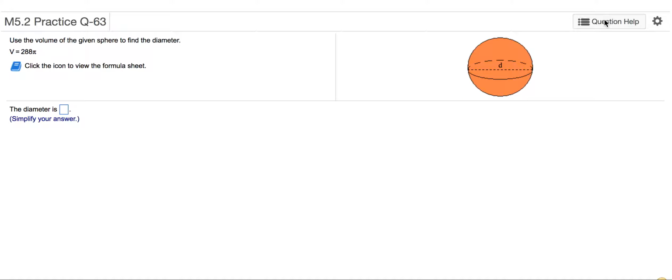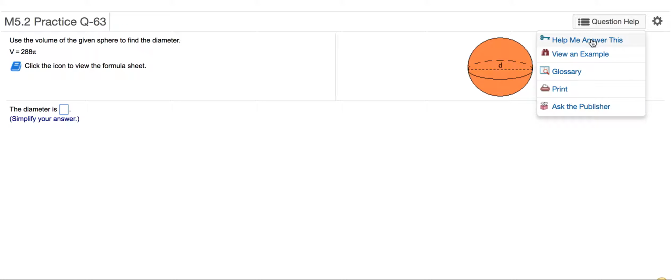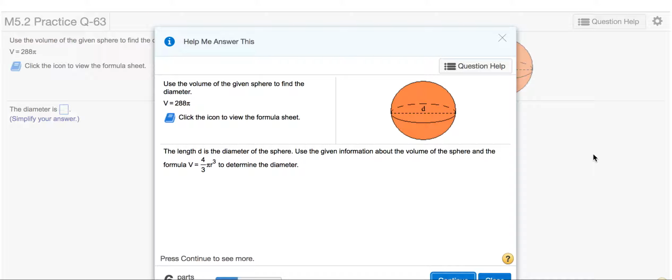You're definitely going to need a calculator, and you're going to need to know how to use some of those second and third keys on your calculator. So basically, they've told us that the volume inside of this ball or sphere is 288 pi, and they want us to find the diameter, which is from one side directly through the middle to the other side. So find the length d, the diameter of the sphere. Use the given information about volume of the sphere to determine the diameter.